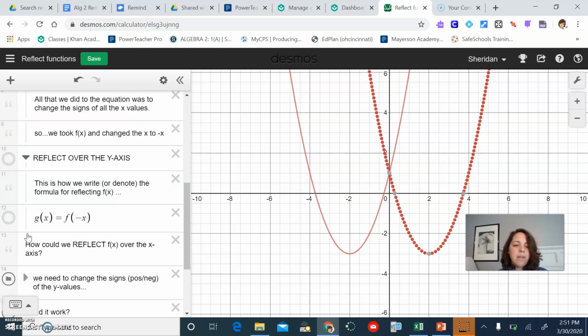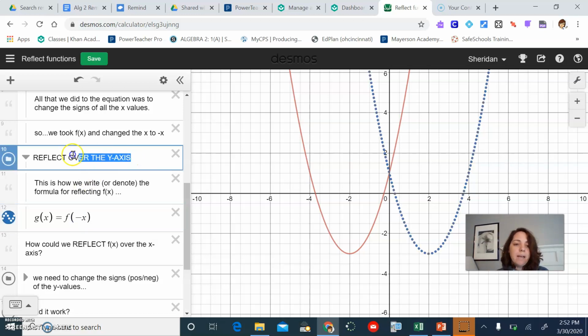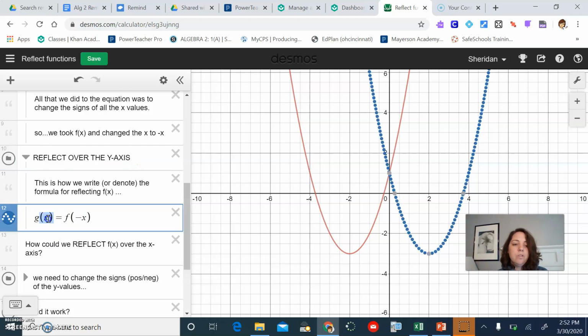So the way we talk about that formula is we say, okay, to reflect over the y-axis, the new function, g of x, which I'm now going to color blue, is the old function f, the red one, when we change x to negative x. So to reflect over the y-axis, all we do is change the sign of the x on the old function. To get the new one, change the sign of x. That's it. Okay?